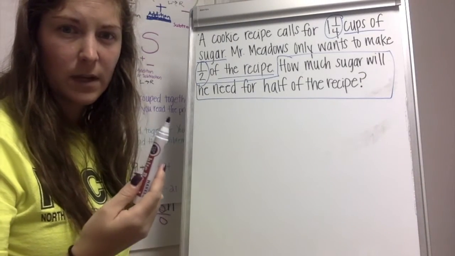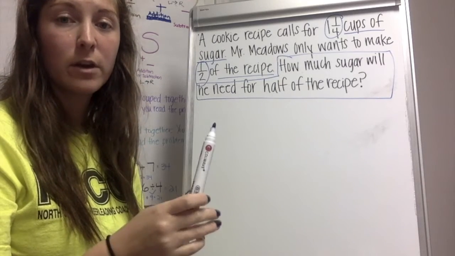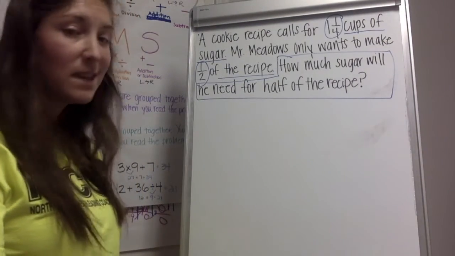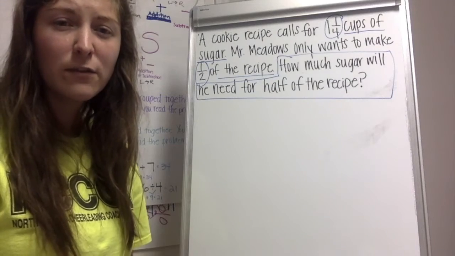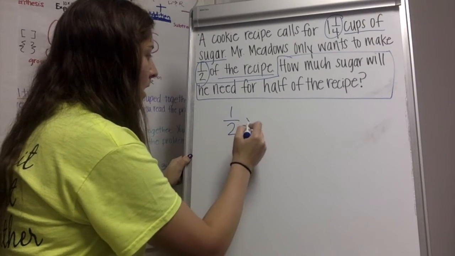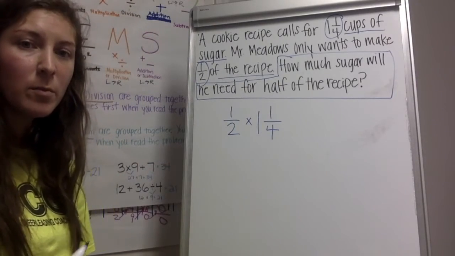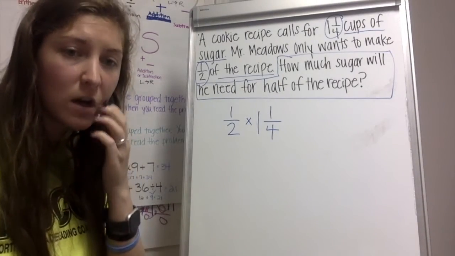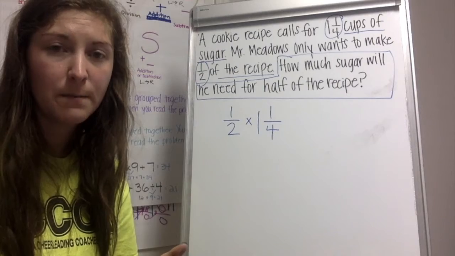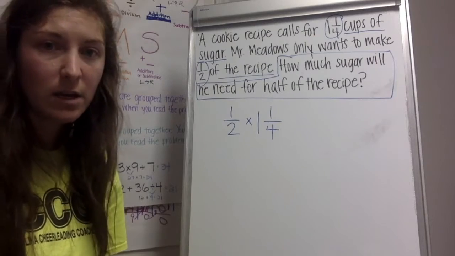Well, it takes 1 1/4 whole cups for the recipe. It takes 1 1/4 cups of sugar for the full recipe. He only wants to make half of the recipe. So in this one, I'm going to have to multiply because I have to figure out what 1/2 of 1 1/4 is. So I'm going to set that problem up to look like this. And if you remember what we've talked about, we have talked about changing a mixed number into an improper fraction before you multiply. So that's what we're going to have to practice first, is how do we take this number and make it into an improper fraction.